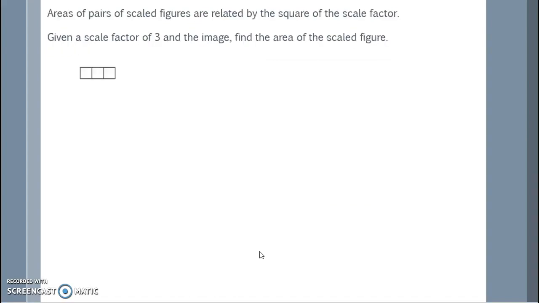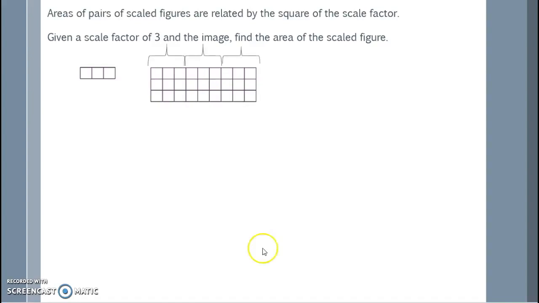Areas of pairs of scaled figures are related by the square of the scale factor. Given a scale factor of 3 and the image below, find the area of the scaled figure. So the area of our scaled figure will be as follows. Notice that our original figure had 3 across. So we need to take this 3 across and multiply it by 3. So it's now 9 across. Further, it is 1 down multiplied by 3. So 1, 2, 3. This is 27 square units.